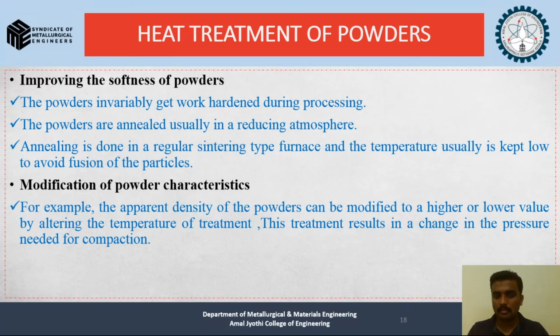For example, the apparent density of the powder can be modified to a higher value by altering the temperature of the treatment. This particular treatment results in a change in the pressure needed for compaction. By changing the density and apparent density, we can change the pressure required for compaction, and all this happens because of the heat treatment process.